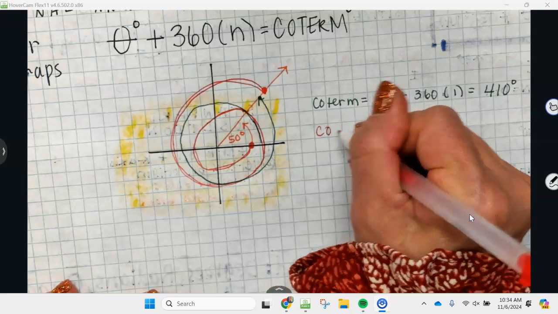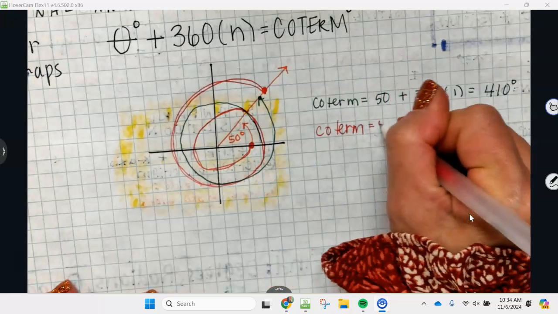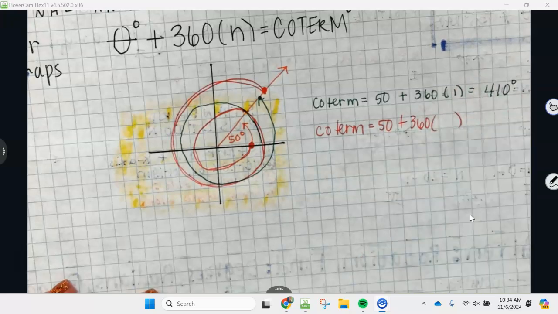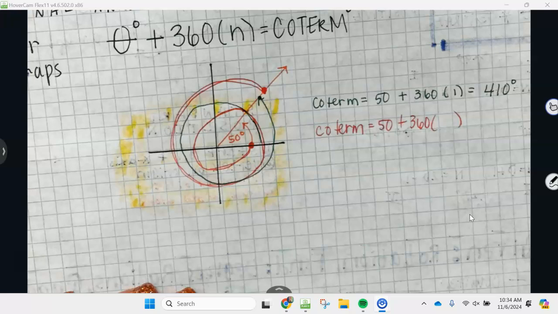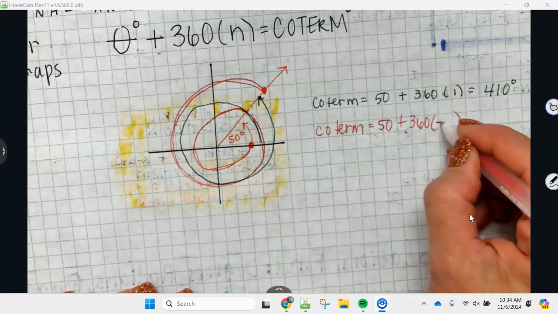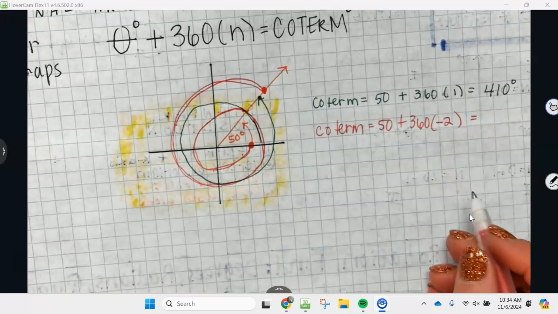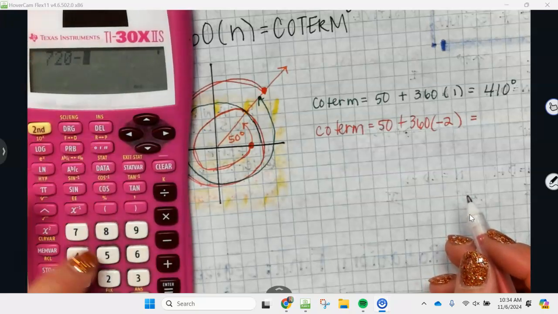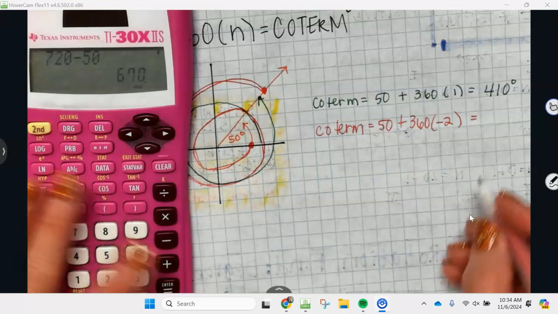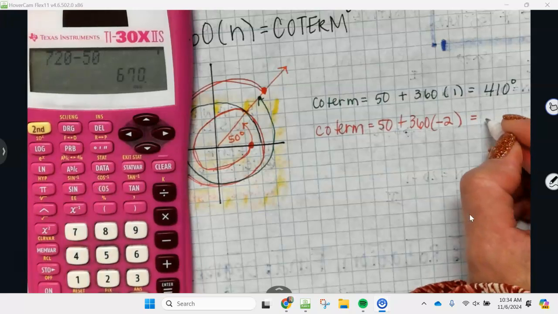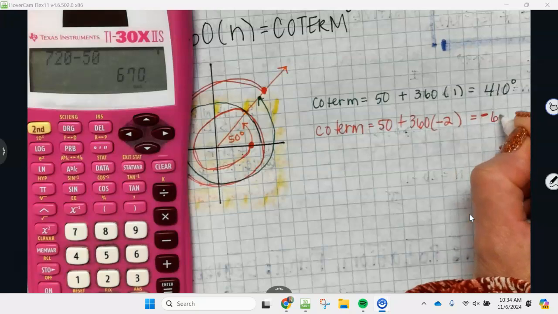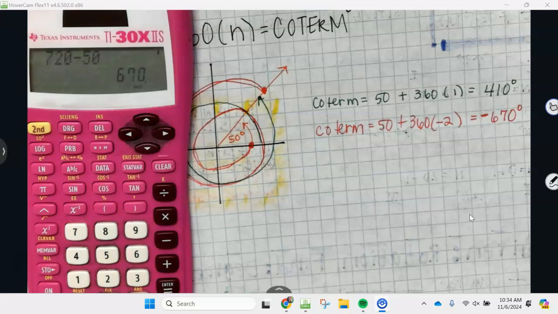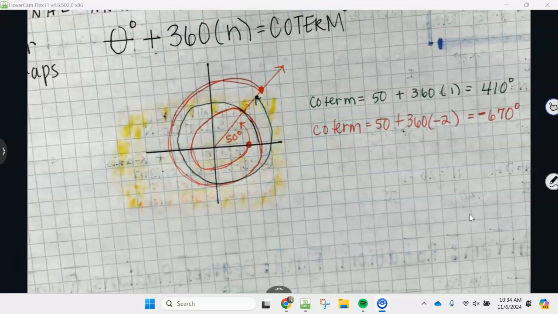So this coterminal is going to be 50 plus 360 times negative 2, because I went clockwise. So that is going to be a negative 670 degrees. That's coterminal angles. Do you have any questions on that?